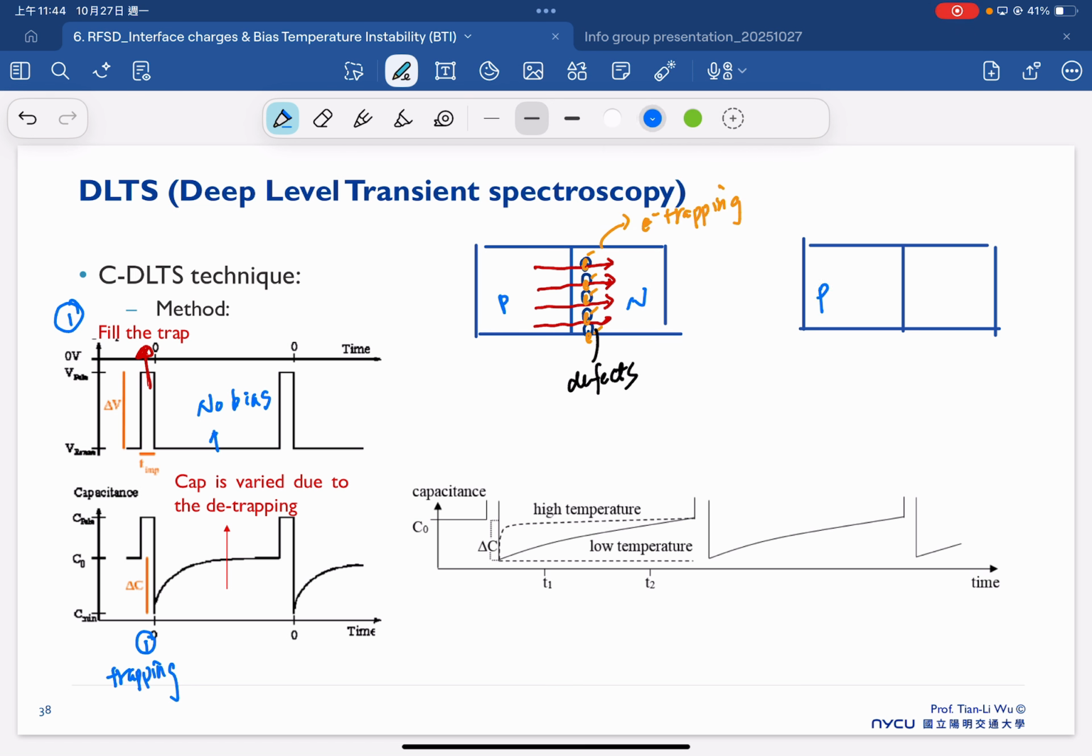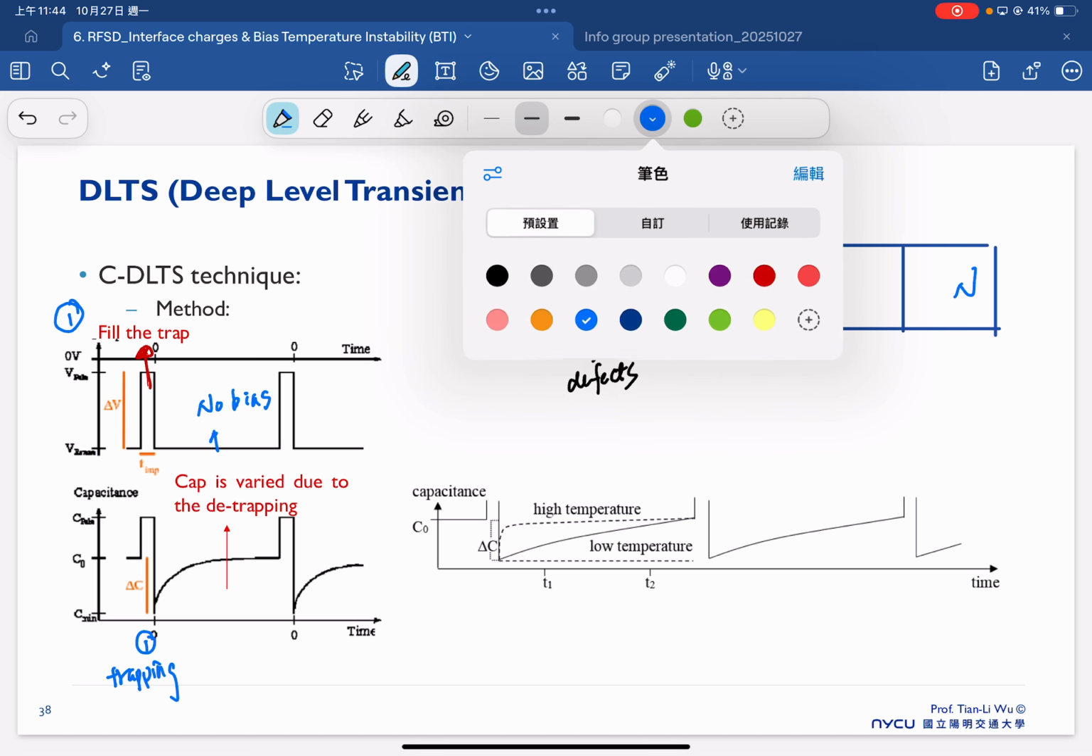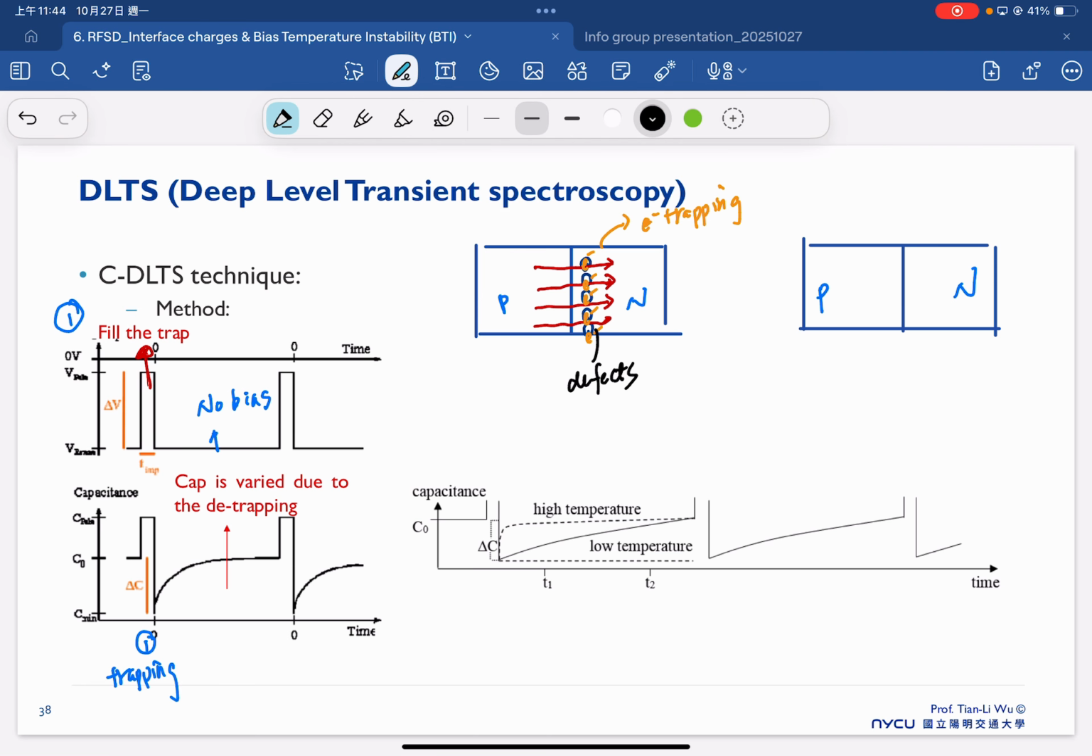So we have P and N here. Now we have the defect here, and the defects have captured electrons. Because you have an additional charge inside this space charge region, for sure this additional charge will influence the space charge width.